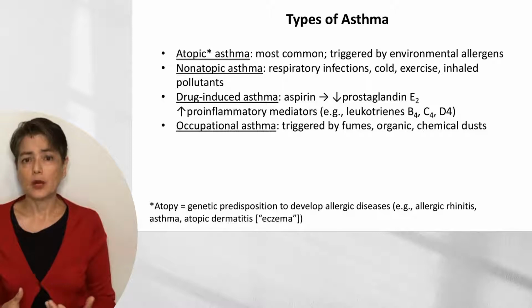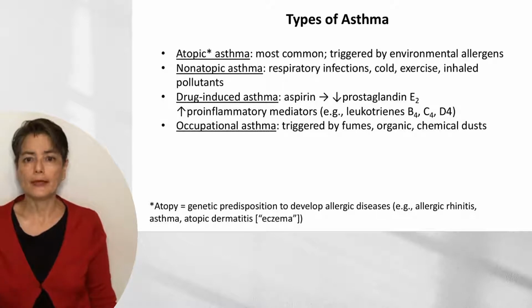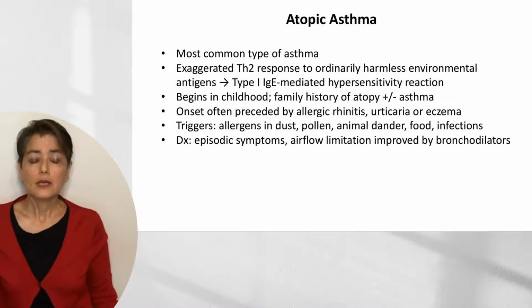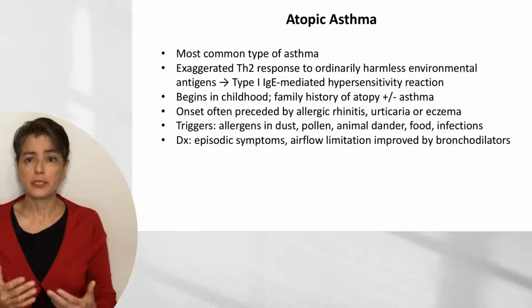As you recall, aspirin will decrease levels of prostaglandin E2, which is going to increase the pro-inflammatory mediators of the variety of leukotrienes. You can also get occupational asthma. So these are going to be patients who are triggered by fumes and organic and chemical dusts. So now let's turn our attention to atopic asthma, because this is mostly what you'll be seeing, particularly those of you who are in pediatrics.